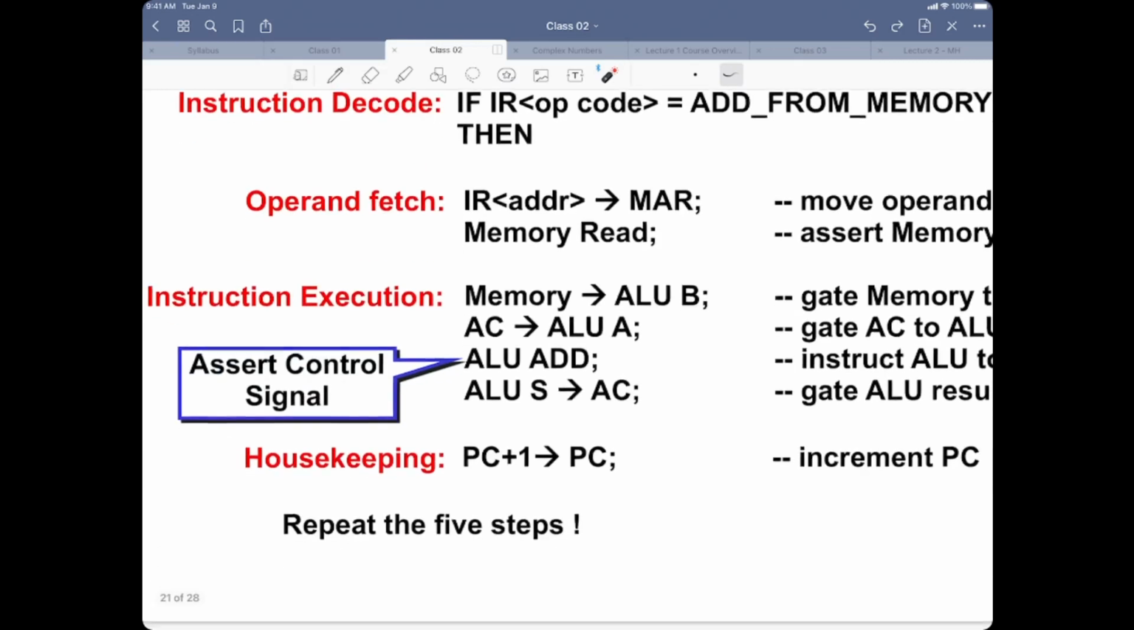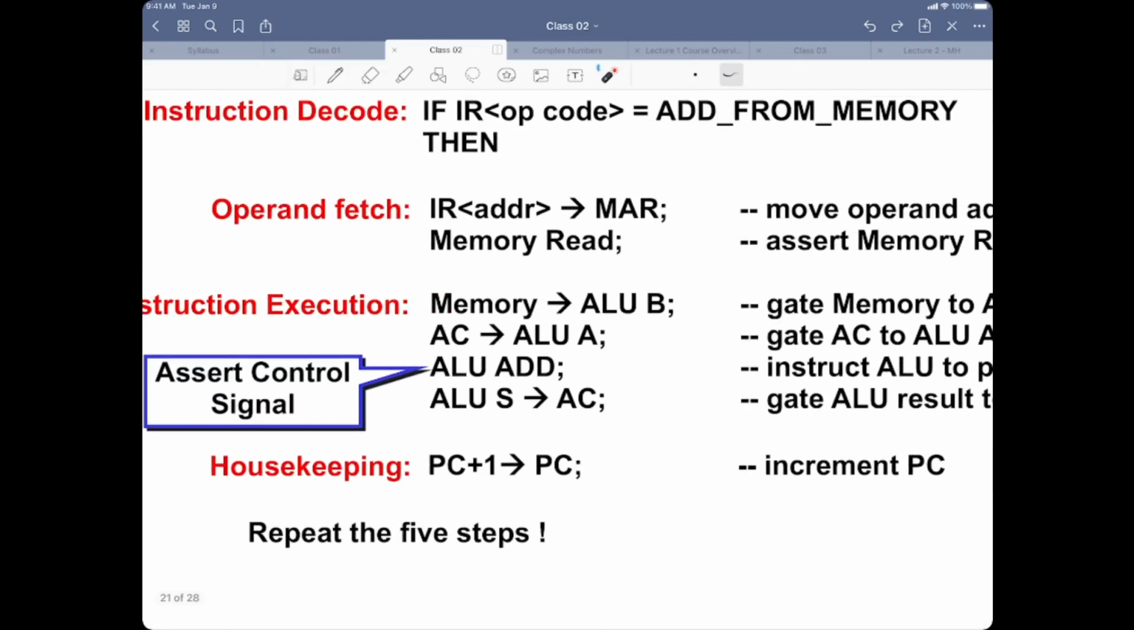All right, next, operand fetch. What are we doing here? We are moving the contents of the operand address, which is part of the instruction register, into MAR, and then we are performing a memory read sequence. That is the operand fetch.